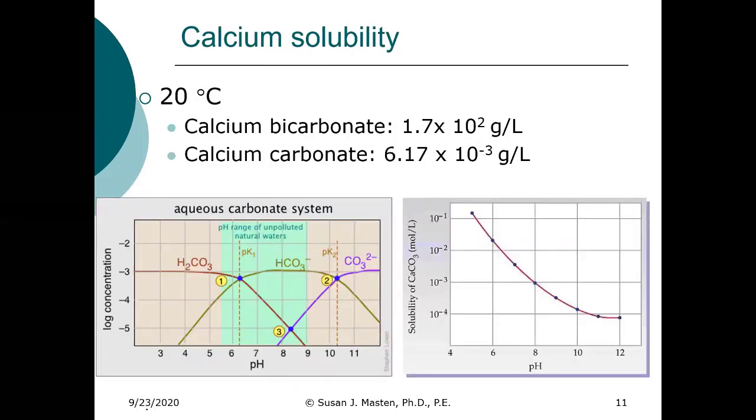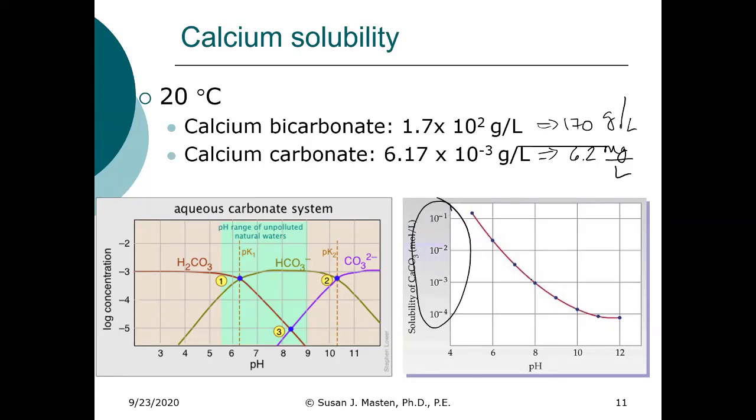Now, lime soda ash softening is limited by the solubility of these minerals. At 20 degrees C, calcium bicarbonate has a solubility of about 170 grams per liter. On the other hand, calcium carbonate has a solubility of about 6 milligrams per liter. So this is 170 grams per liter, and this is 6.2 milligrams per liter. You can see this is actually plotted on a log scale here.